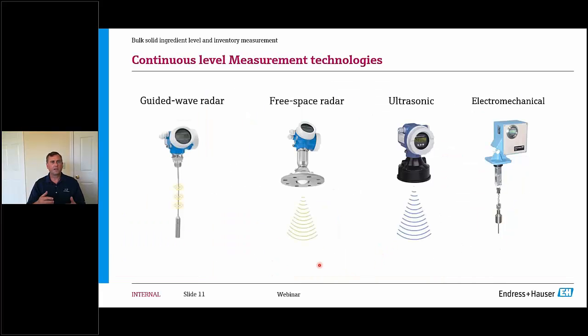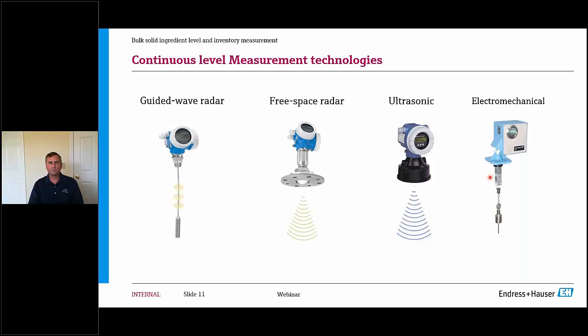Then we get into the continuous level measurement. That's really when we start looking at the benefits of getting through inventory, or understanding what actually is on hand. And if we look at, let's say, historically, that's still available.